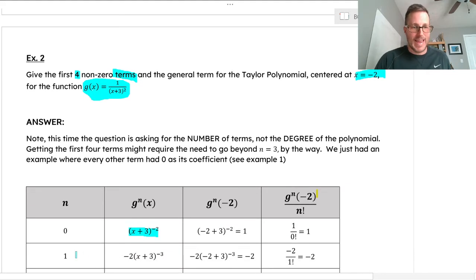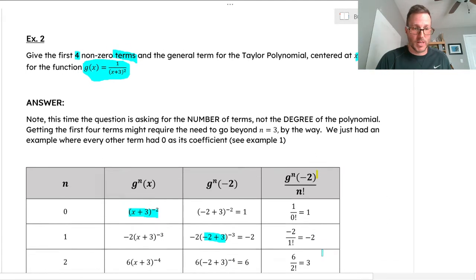So let's take the first derivative. So -2 chunk to the -3 times the derivative of the chunk, which is just 1. All right, so then we pop in -2. You'll notice that -2 plus 3, that's always going to be 1. So that's going to make 1 to that power super easy. So that's -2. Divide that by 1 factorial, get -2.